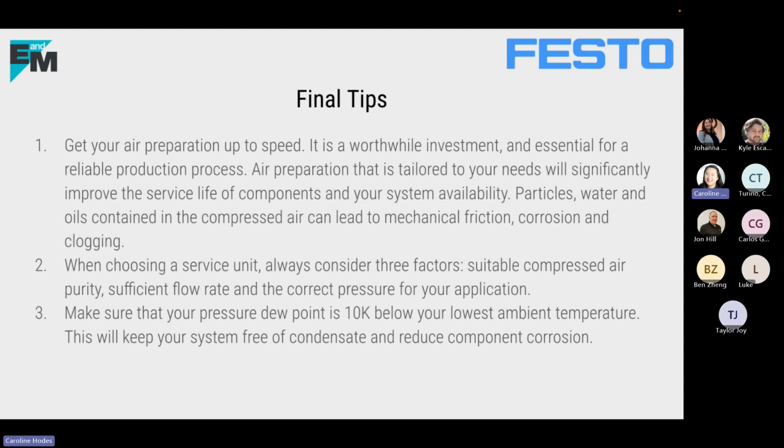Then, when choosing a service unit, always consider three factors. The first one being air purity, as well as airflow and air pressure for your application. And then always make sure that your pressure dew point is 10K below your lowest ambient temperature, because this will keep your system free of condensate and reduce component corrosion.